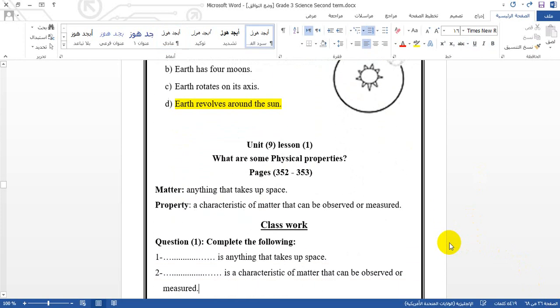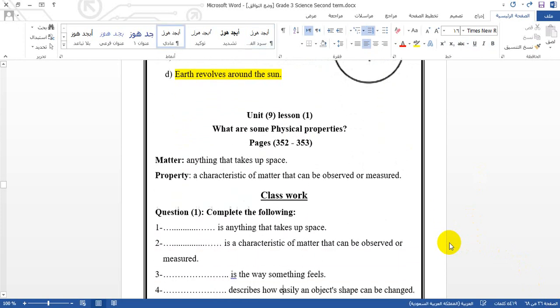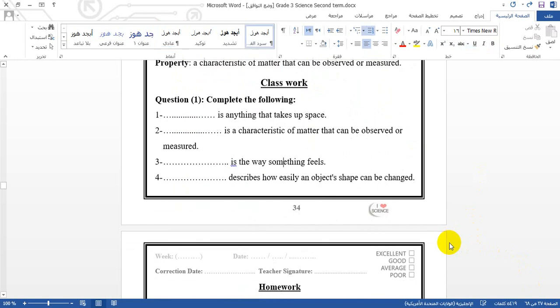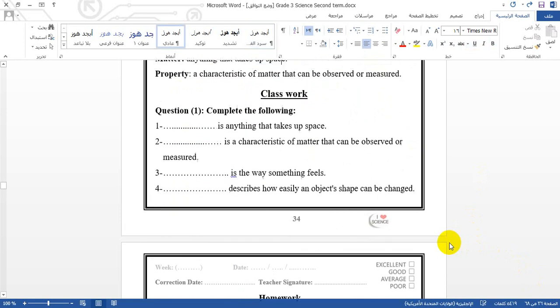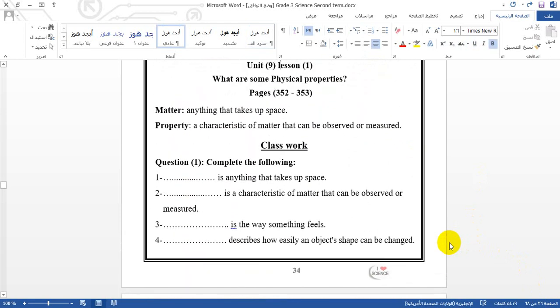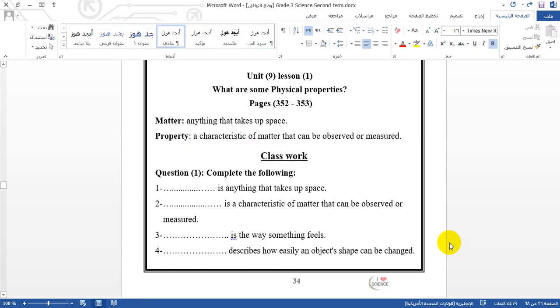Okay, did you remember the lesson of matter and property? I think all of you remember this lesson. So unit 9, lesson 1, what are some physical properties? Pages 352, 353. It gives you scientific definitions here. Matter and property. Matter is anything that takes up space. Property, a characteristic of matter that can be observed or measured.